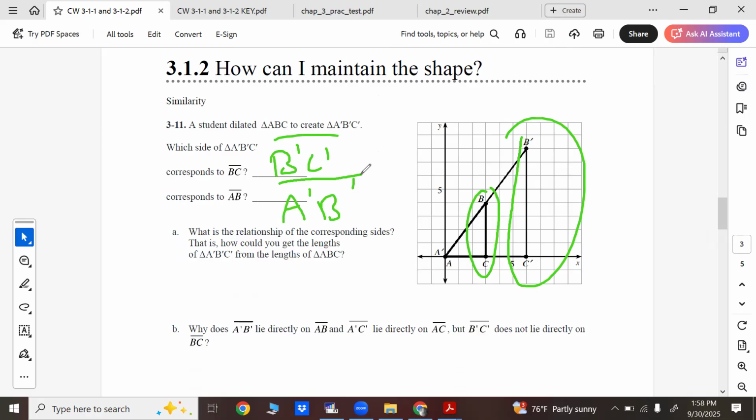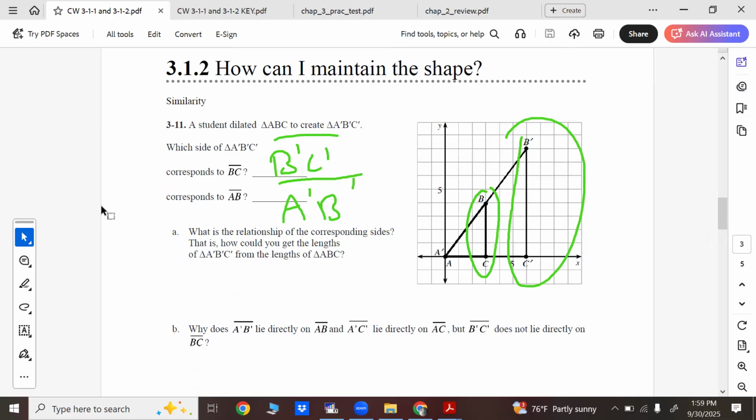Now, what I want you guys to do in your table groups is try to answer the rest of these questions. I'll come and help you out. I'm curious to see what responses you give for these. So basically, you and your table group members will do parts A, B, C, D. So what's the relationship with the corresponding sides? That is, how can you get the lengths of that from that? I'm curious to hear what you have to say about that.